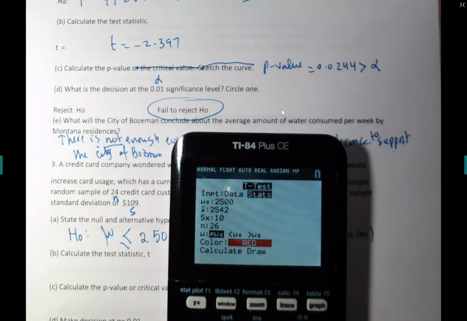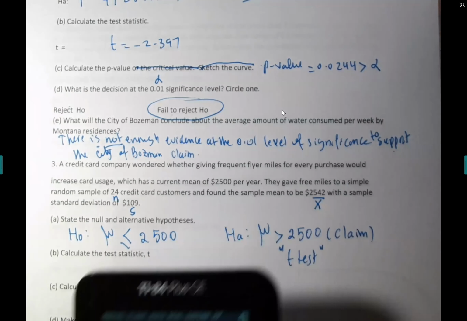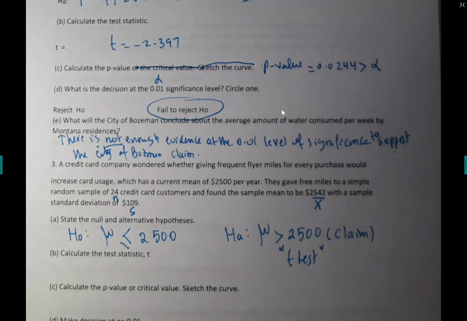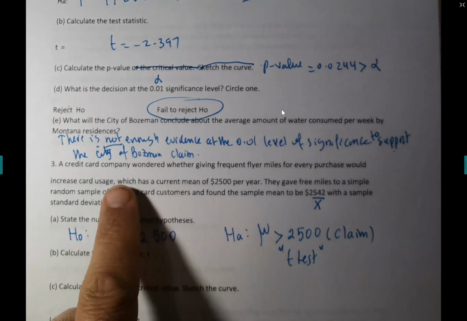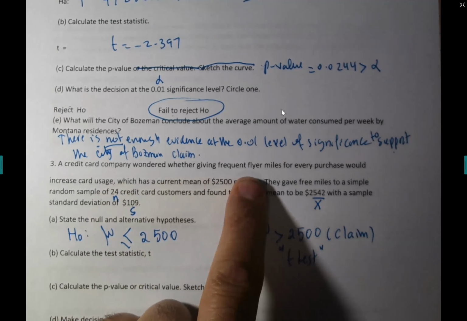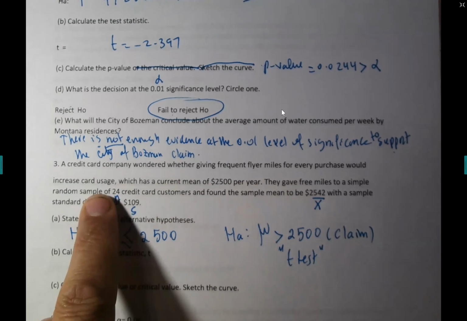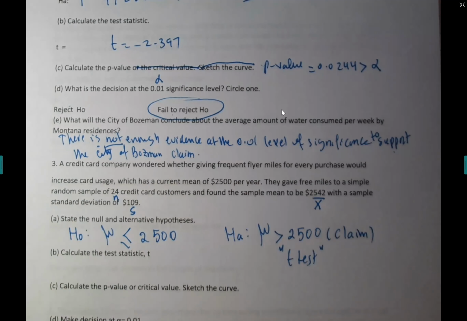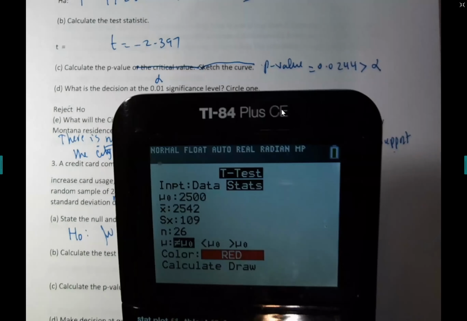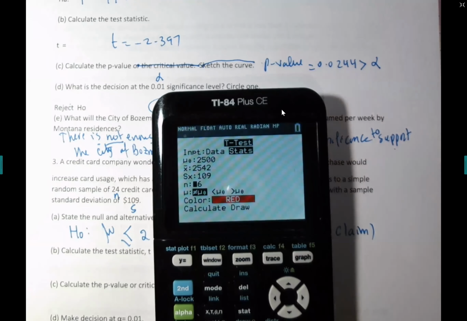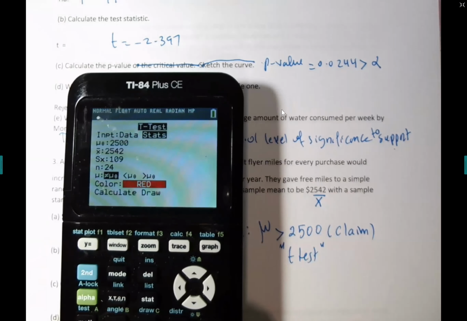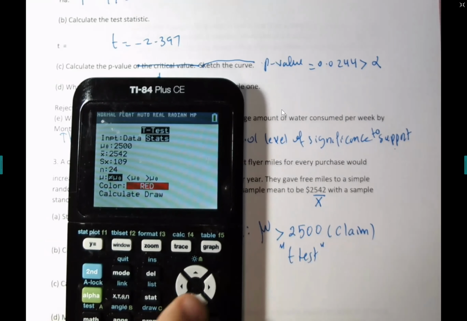So even if it doesn't say they claim something. Well, it says at the very start they wondered whether giving frequent flyer miles would increase card usage. So they put it in a different wording, but yeah, this is their claim. And we need to help them verify whether this claim, what they're wondering, makes sense or doesn't make sense. So we're going to see if what they're wondering would work for them. So now the alternative, guys, we need greater than, watch.